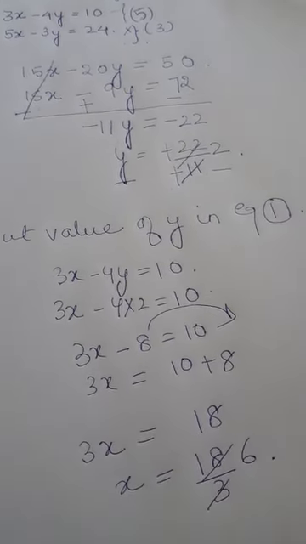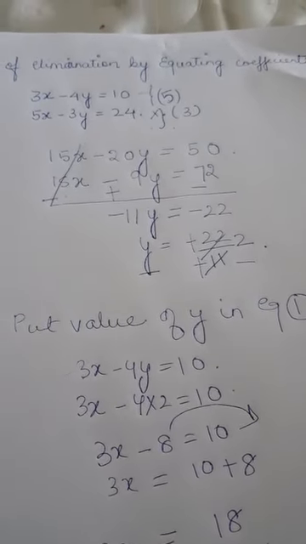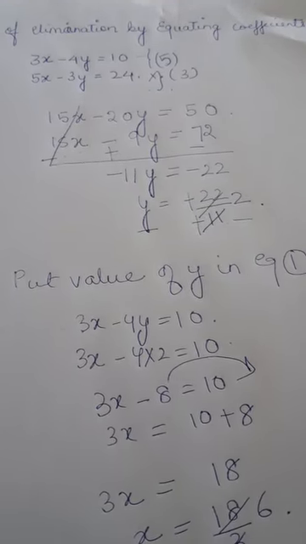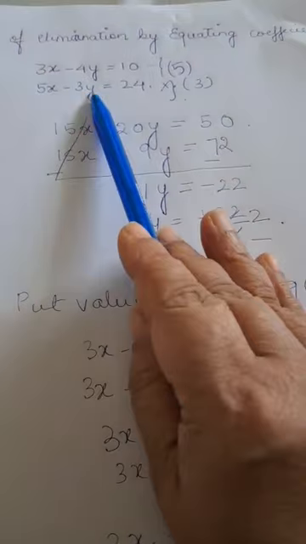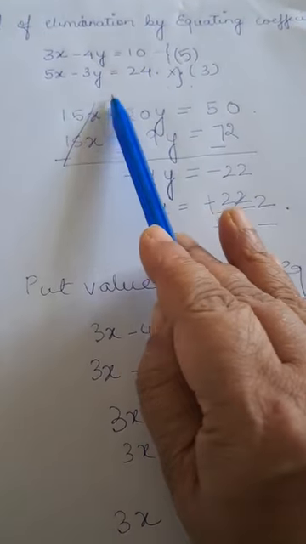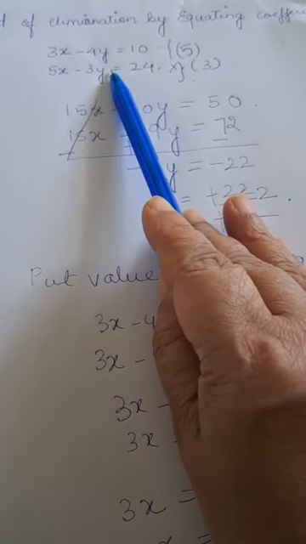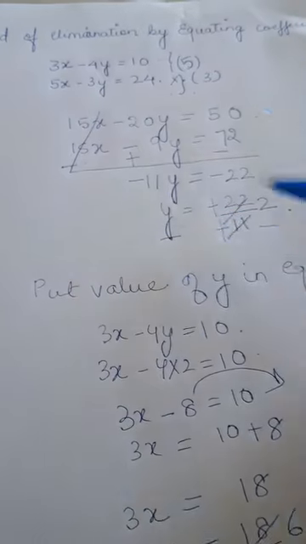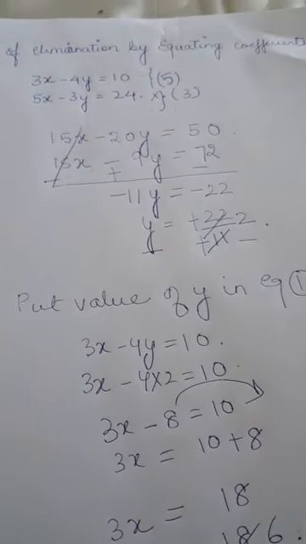Fine. So this is how we solve simultaneous equations. Simultaneous equations mean two equations with two variables, and the variables are the same. So 3x minus 4y is equal to 10 and 5x minus 3y is equal to 24. These are two equations, so we call them simultaneous equations. So this is how we solve the whole equation with the help of equating coefficients.